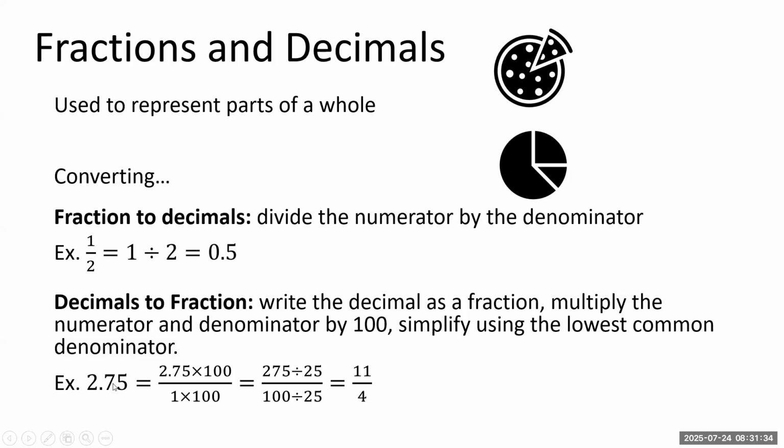And then if we think about it, we can ask, what's a factor that both of these numbers have in common? Both of these numbers can be evenly divided by 25. So we're going to divide 25 on the top and 25 on the bottom, and that gives us the lowest fraction between these two. That's going to give us our final fraction, which is 11 over 4, or 11/4. That's another way to say that.